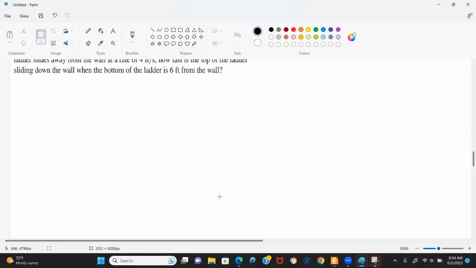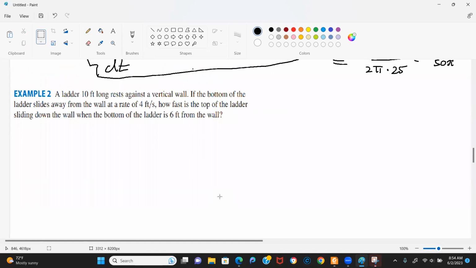is that we have a ladder, a 10-foot long ladder rests against a vertical wall. And then we're told that the bottom of the ladder slides away from the wall at a rate of 4 feet per second. How fast is the top of the ladder sliding down the wall when the bottom of the ladder is 6 feet from the wall? So at some point in time, the bottom of the ladder will be 6 feet away, and we want to know what the rate of change is of the top of the ladder at that point in time.